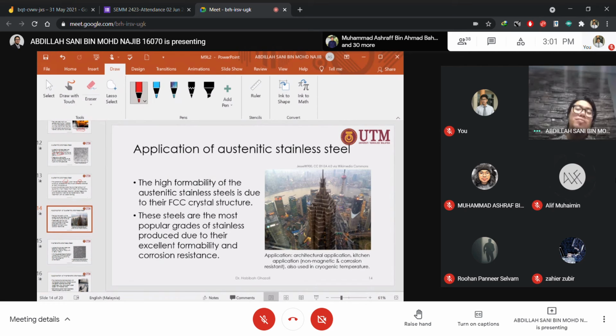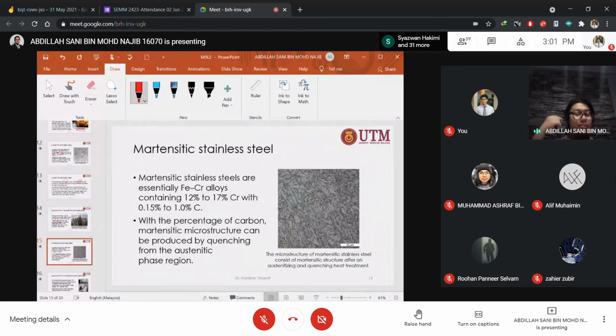FCC. Yes, correct. So that's why austenitic stainless steel is more ductile and easier for us to form. So that's why people like it more. That's why it is the most popular grade of stainless steel. Okay, so now you know the ferritic and austenitic stainless steel. Let's look at martensitic stainless steel.